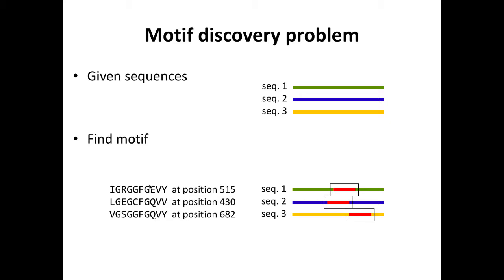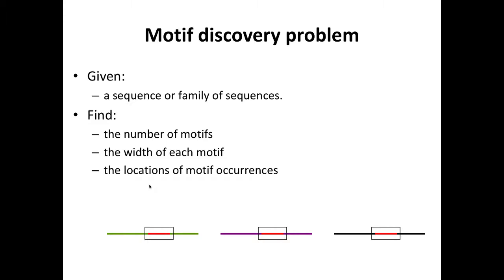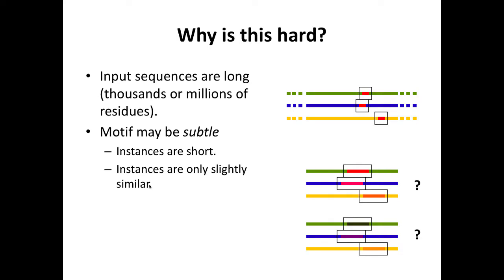We have these three sequences, and they all have very similar sequences to each other, but they're all within this much bigger sequence. So we have to find this needle in this haystack somehow. We can rephrase this a little bit more formally. So if we're given a sequence or a family of sequences, we want to be able to find any motifs in common between these. We want to be able to find out how many motifs there are. We might not know the width of the motif. We want to know the width of each of those motifs, and we want to know the locations of all the motif occurrences, right?